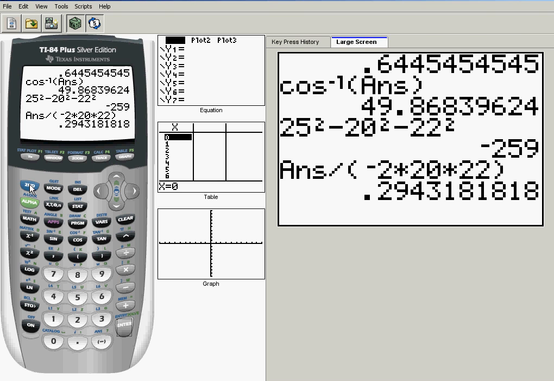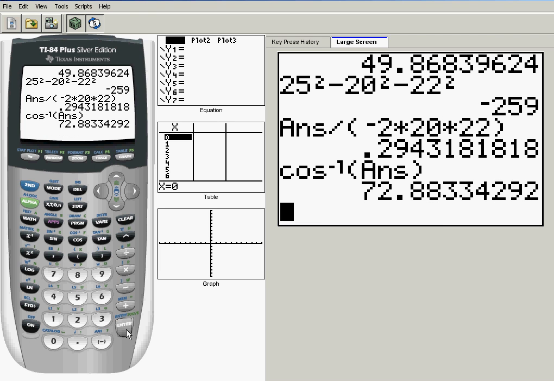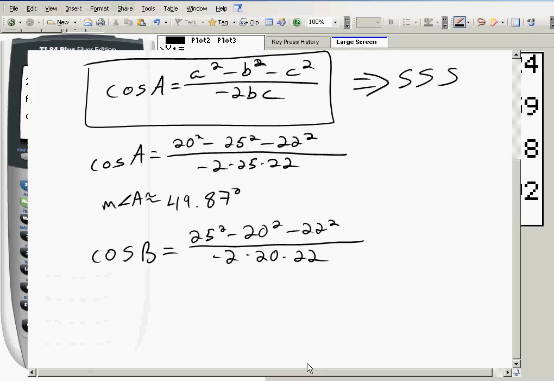So I'm going to take second cosine, because I know the ratio and I want to know the angle. Anytime an angle is your unknown, make sure you use the inverse cosine function. And put in my previous answer. Save me from having to type all that in. And that gives me angle B. Angle B is about 72.89 degrees.